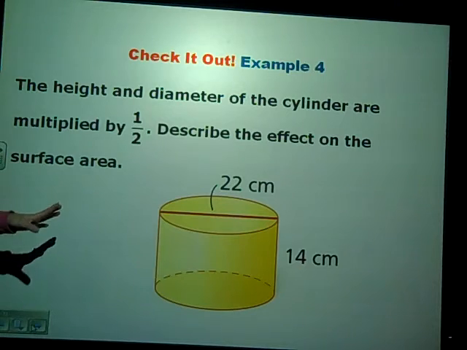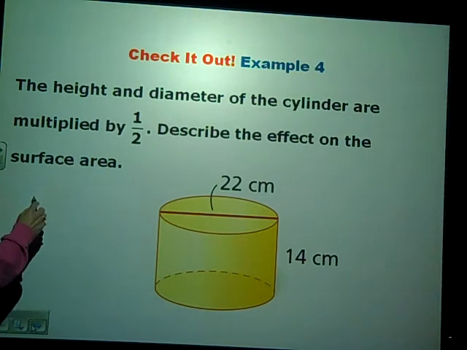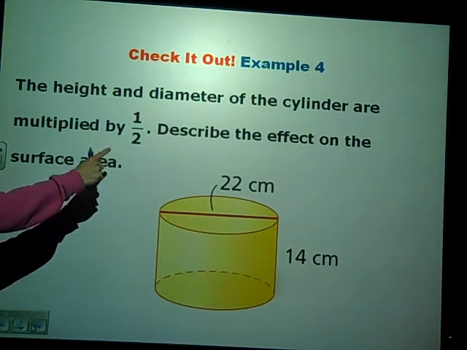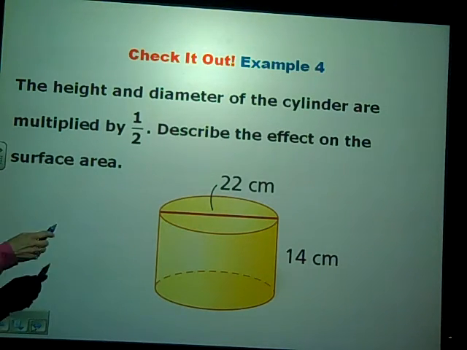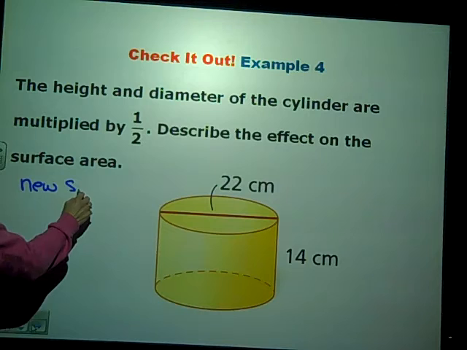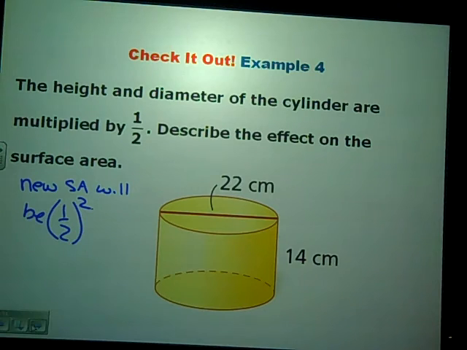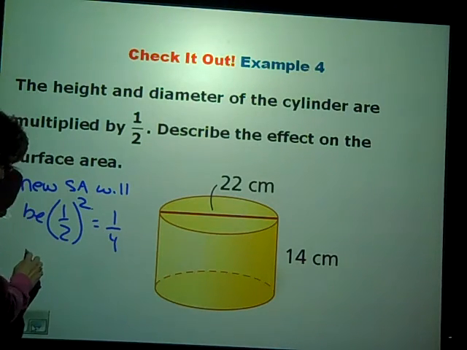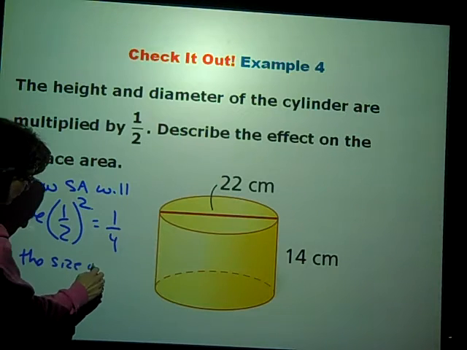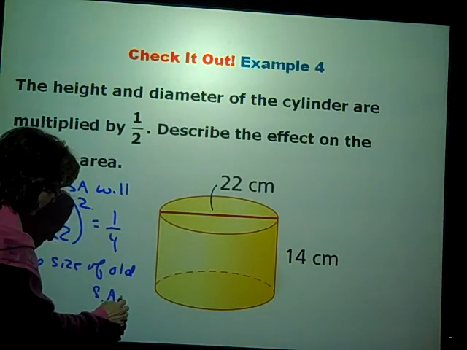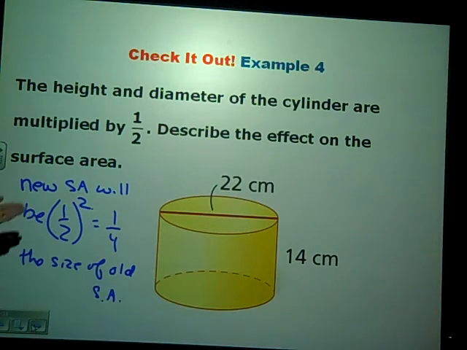Now what happens when you take it? Let's say I'm going to change all these dimensions by 1/2. What's the effect on surface area? I could do that whole formula again, new divided by old, or I could say, hey, it's area. So the effect on area, if the height and diameter are multiplied by 1/2, the new surface area will be 1/2 squared, or 1/4 the size of the old one. Because once we've been doing this for a while, we just know 1/2 squared is our change in area.